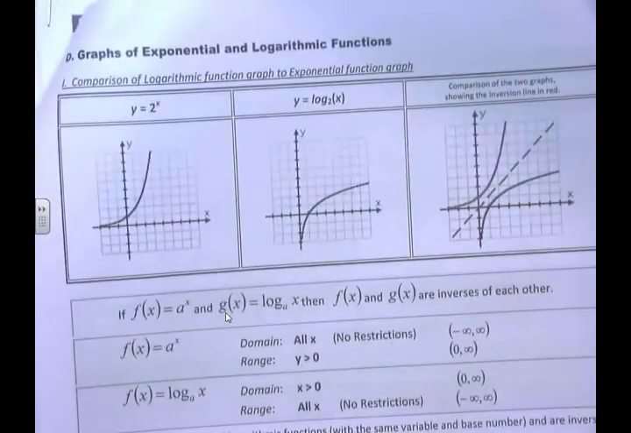Here we go. Basic graphs. So let me get a piece of paper out here so you guys would understand what's going on. Exponential graphs all look the same, the general shape of it. It's kind of like this.